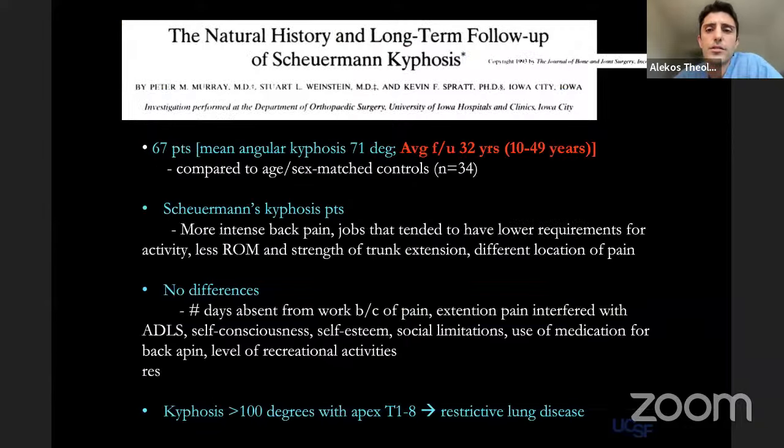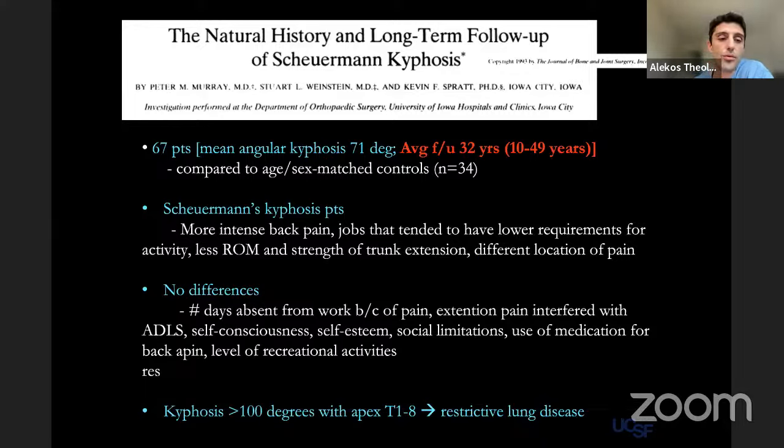I think a lot of us are interested in knowing what the natural history of untreated Scheuermann's kyphosis is. This is a nice study from the Iowa group that looked at 67 patients, and they compared them to age and sex matched controls. Their average follow-up was 32 years. The follow-up was quite variable, 10 to 49 years.